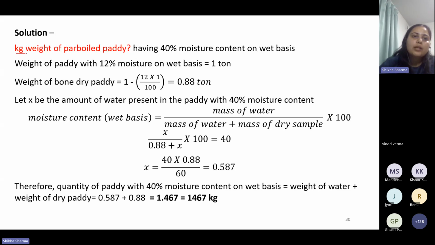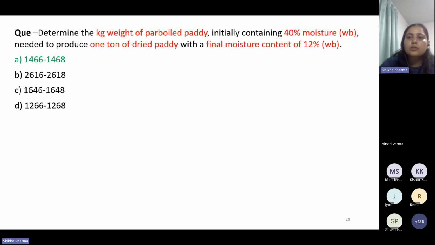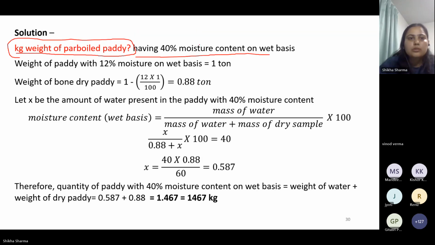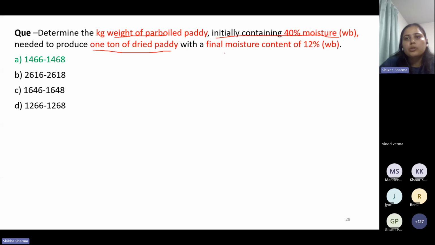So we need to calculate the kg weight of parboiled paddy, having a moisture content of 40% on the wet basis. The initial moisture is 40%, and we need to calculate the initial weight. It is also given in the question that we have 1 ton of the dried paddy with a final moisture content of 12% on wet basis.